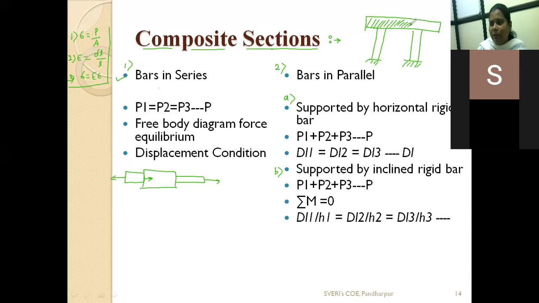What is meant by rigid material? If deformation is zero, then this material is called a rigid bar. Okay, this bar is called a rigid bar. म्हणजे ह्या बार मध्ये डिफॉर्मेशन होणार नाहीये. So this bar is called a rigid bar. So the first condition is bars in parallel. बघा हा first bar आणि second bar, parallel आहे and connected or supported by a horizontal rigid bar. So this is our first condition.